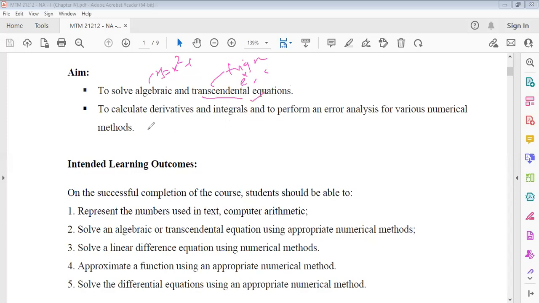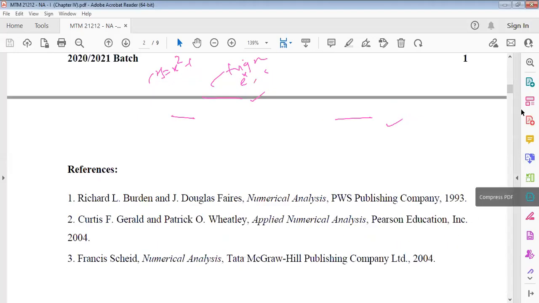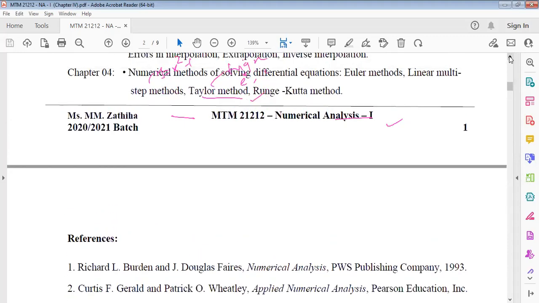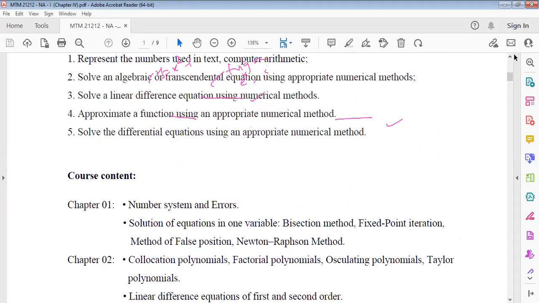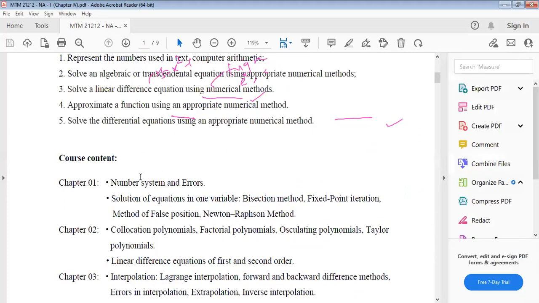Okay, now next one, to calculate derivatives and integrals and to perform an error analysis for various numerical methods. So I hope you know all these terms already, okay? Okay, next one, let's see how we have gained our learning outcomes possibly, okay? Some may be omitted because of the time duration. That's not a problem, okay?